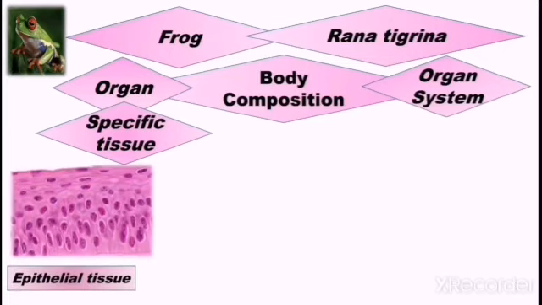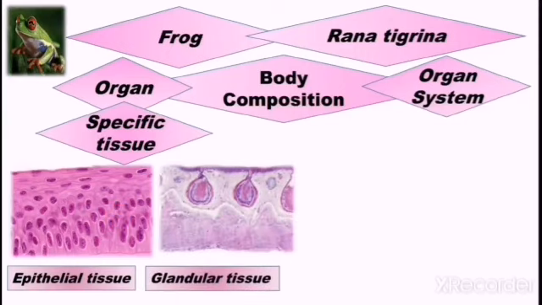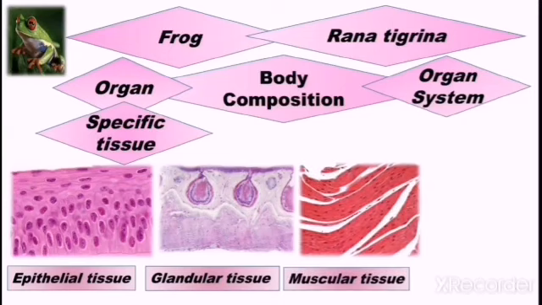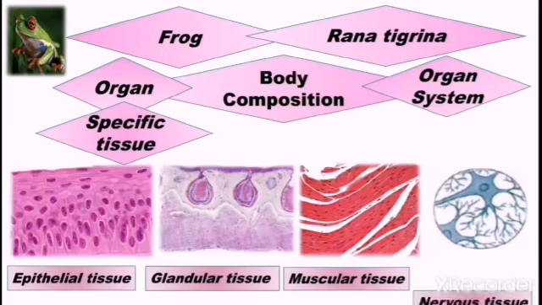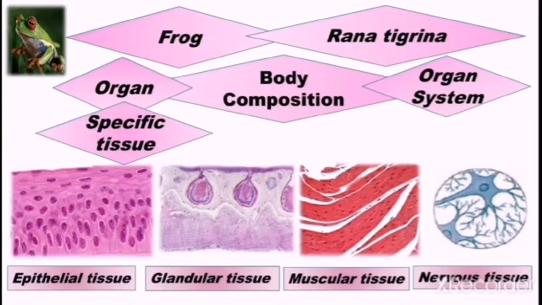For example, epithelial tissue. These are present under the skin and the main purpose of these tissues is protection. Then glandular tissues. Glandular tissues are also present under the skin and they are involved in the secretion of chemicals. Then muscular tissues. These are the type of tissues that are involved in movement. And then nervous tissue. Nervous tissues are present in frog and they are mainly involved in coordination and they conduct messages throughout the body of frog.